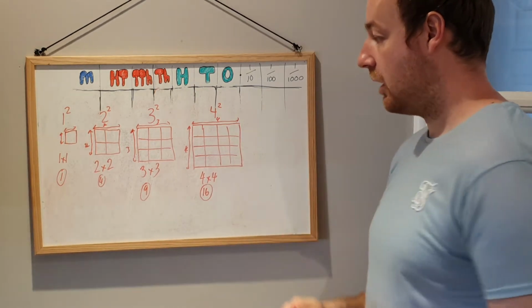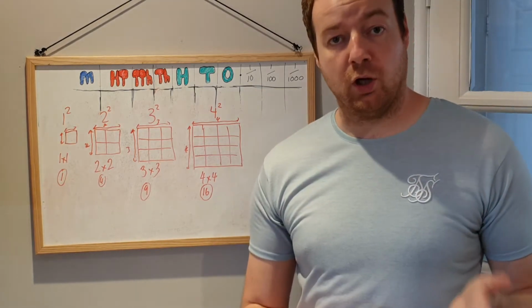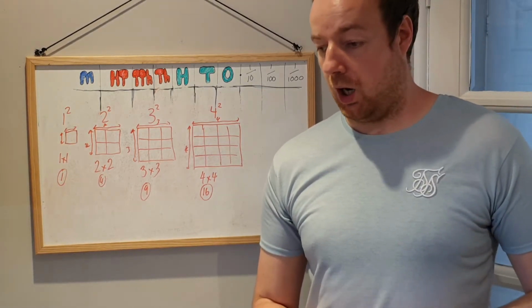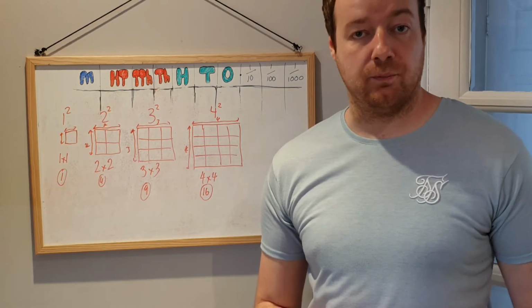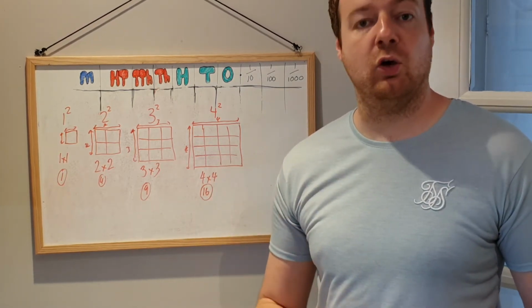Okay, and that is how we work out all of our squared numbers. All of these squared numbers up to 12 by 12 times 12 are all in the times tables that we need to learn. So it's really, really important that we know them, and we know them like this, because we can use these to help us really easily.